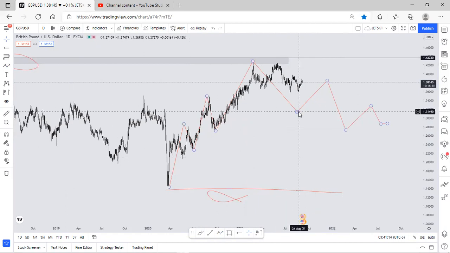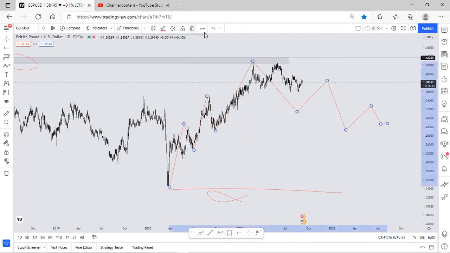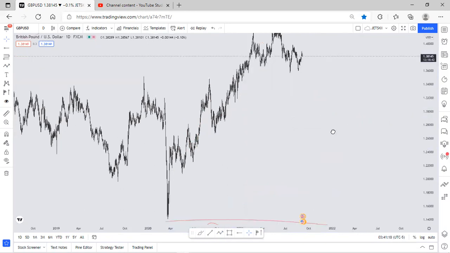Okay, so from here, let me remove this. Let's go to current market price.